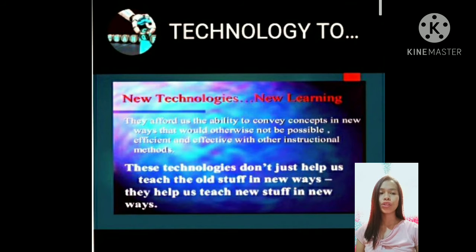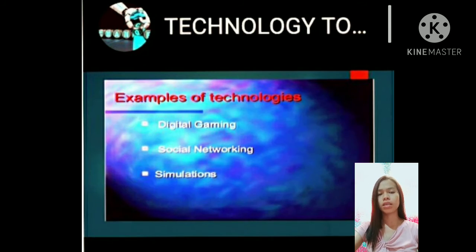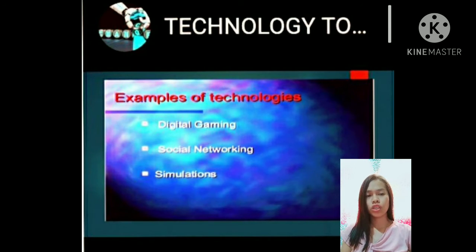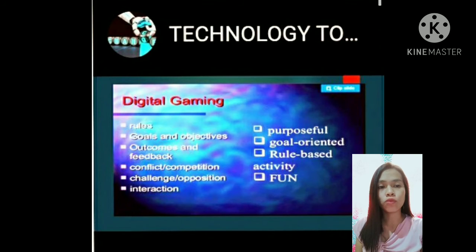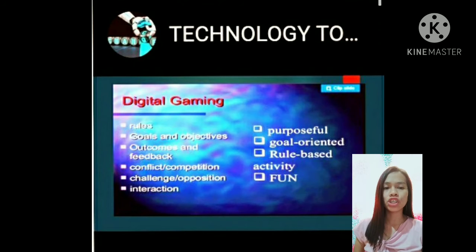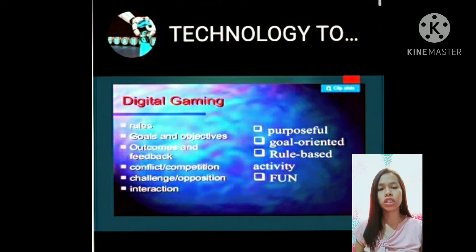These technologies don't just help us teach the old stuff in new ways. They help us teach new stuff in new ways. So, examples of technologies: digital gaming, social networking, and simulations. Digital gaming has rules, goals and objectives, outcomes and feedback, conflict or competition, challenge and opposition, interaction, purposeful, goal-oriented, role-based activity, and fun.